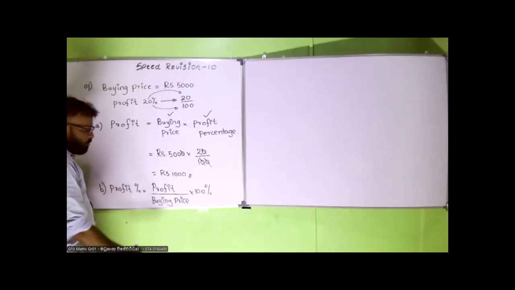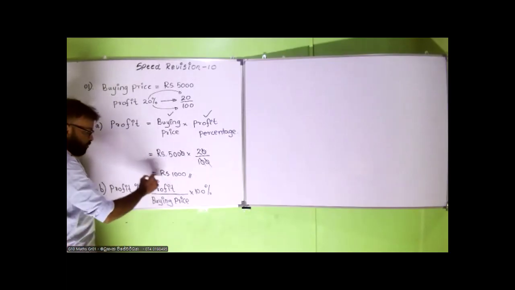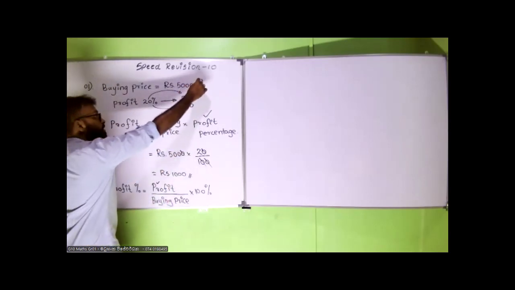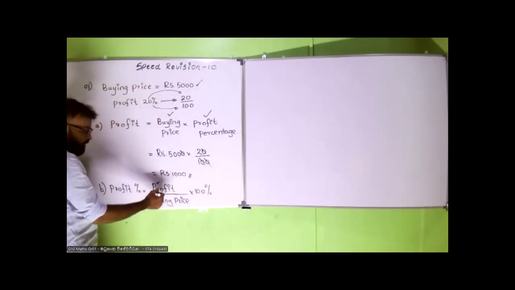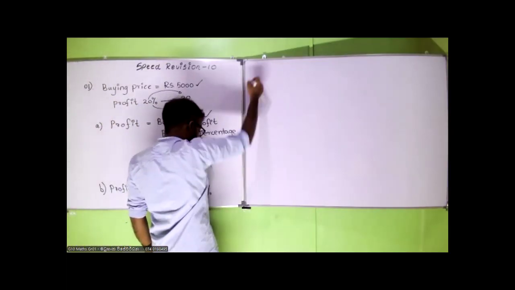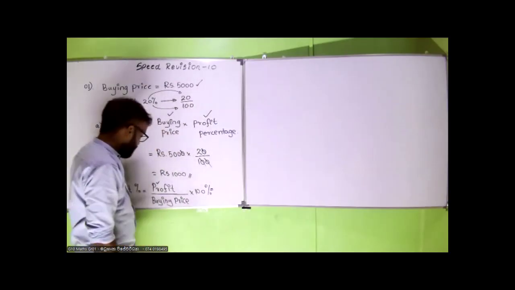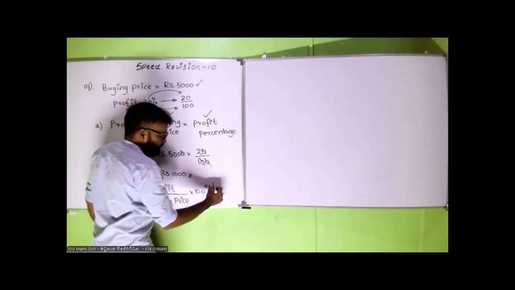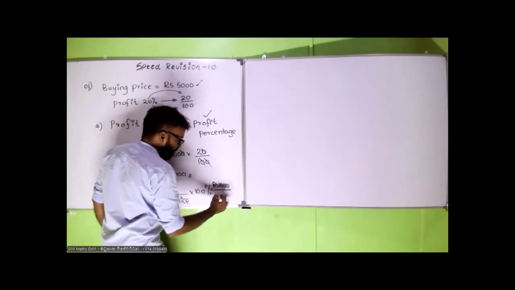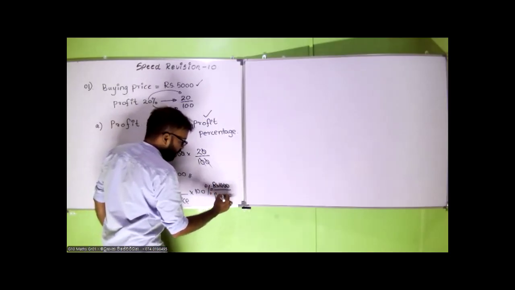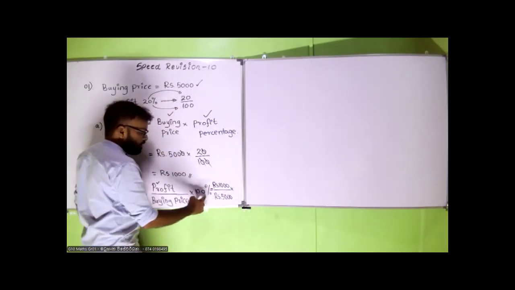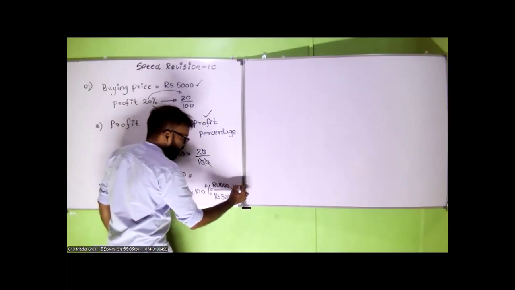So you know the profit is 1,000 rupees, and the buying price is 5,000. So 1,000 divided by 5,000 multiplied by 100%. Let me do it here. Profit is 1,000 rupees. Buying price, you already know, is 5,000. Multiply by 100%.